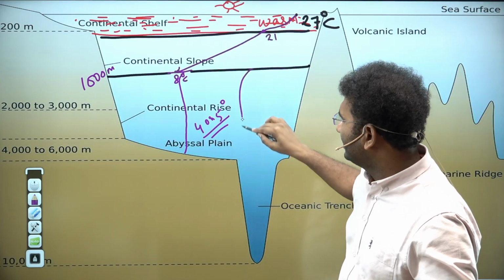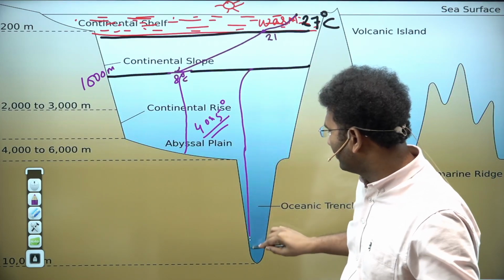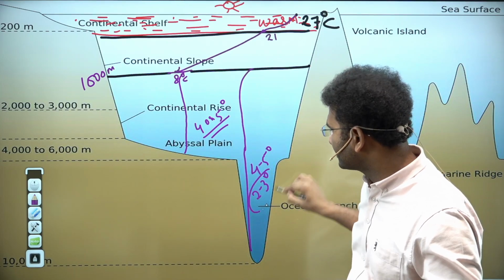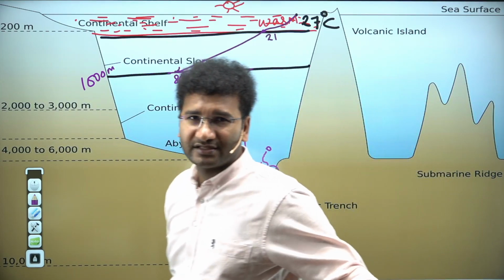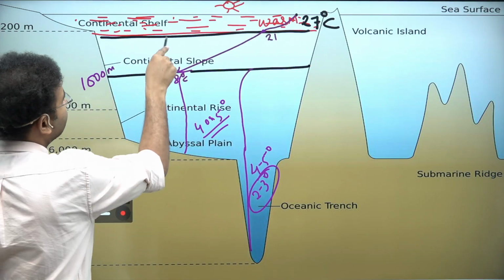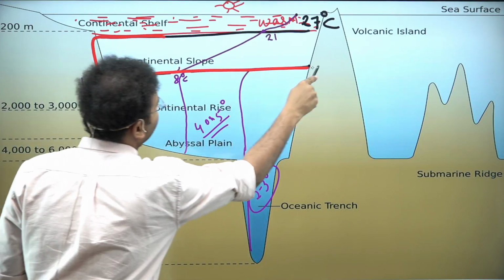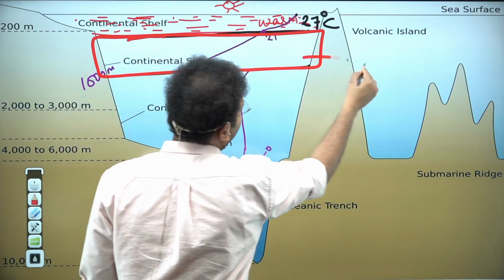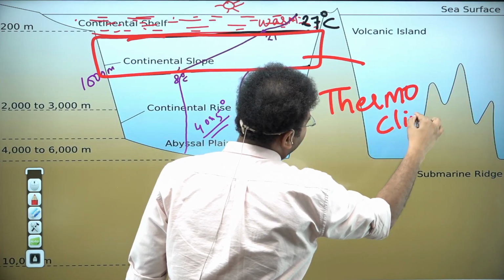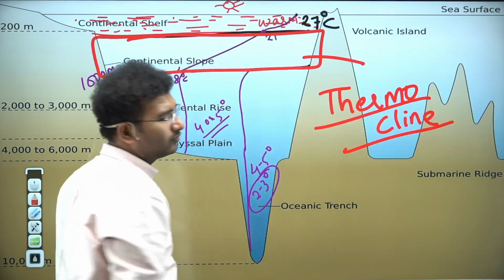Even if you go to the deepest part, the temperatures are going to be 4 or 5 degrees Celsius, 2 degrees Celsius, 3 degrees Celsius. This is the temperature drop. Now, the place where the temperature is drastically dropping, this part of the area is called a thermocline. This is called the thermocline region.